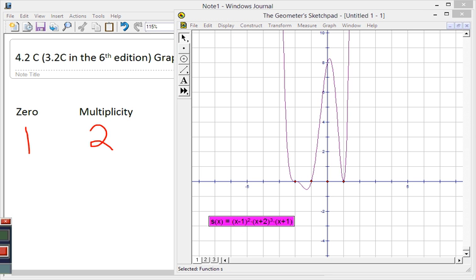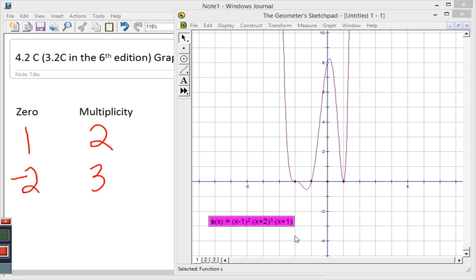Okay, now let's look at the next one, here at our x plus 2. Well, the zero there would be negative 2, and there are 3 of them. So it's an odd number, so it will cross the graph there. You notice that it crosses with a little wiggle that kind of looks like our x cubed function. That is exactly what's going to happen whenever you have a multiplicity of 3, or 5 would look very much the same. So our zero of negative 2 has multiplicity of 3.